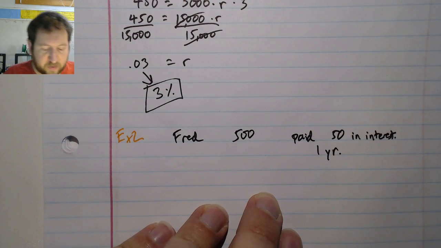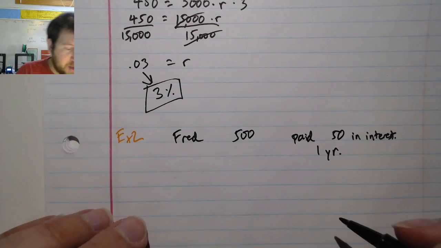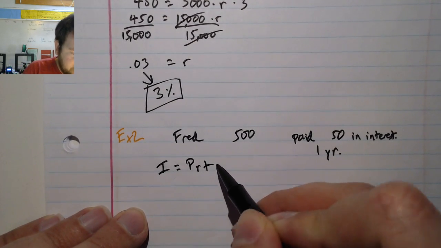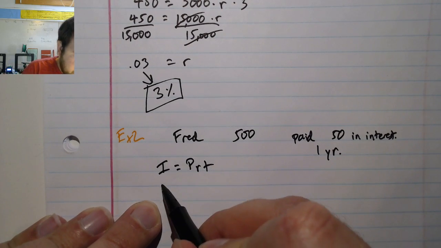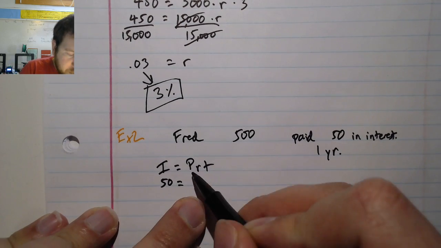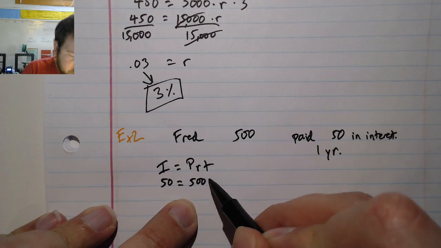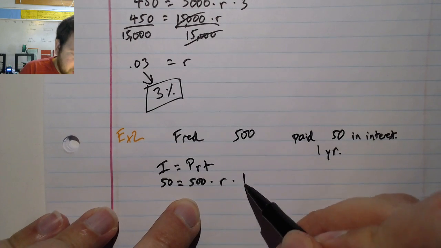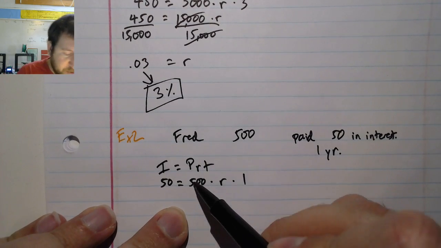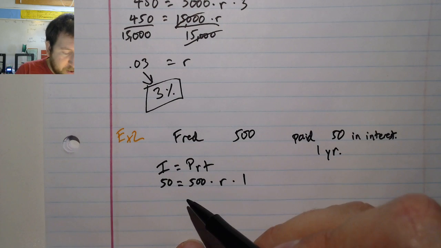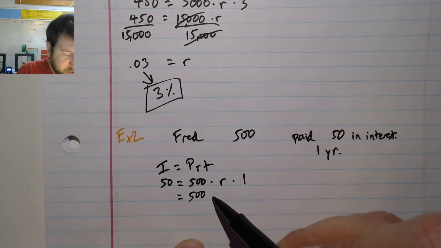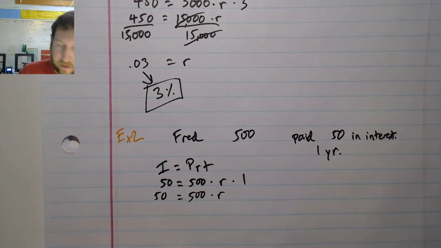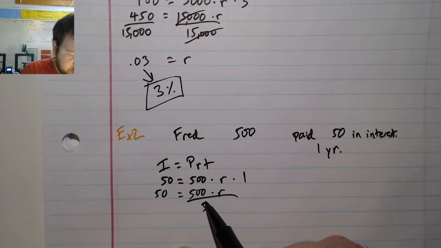Okay, well, this seems pretty clear. It's going to be pretty much the same as last time. I'm going to write my formula. I always like to do that. I equals PRT. Okay, my interest, I've got 50. My principal was 500 to start, times R, which I don't know yet. And my time is 1. Well, this time when I'm simplifying the side, 500 times 1, that's really easy. 500R equals 50.